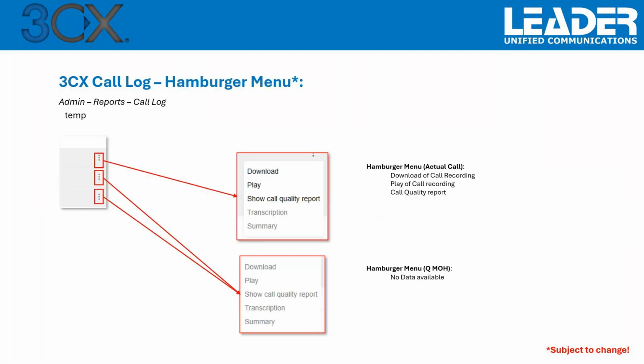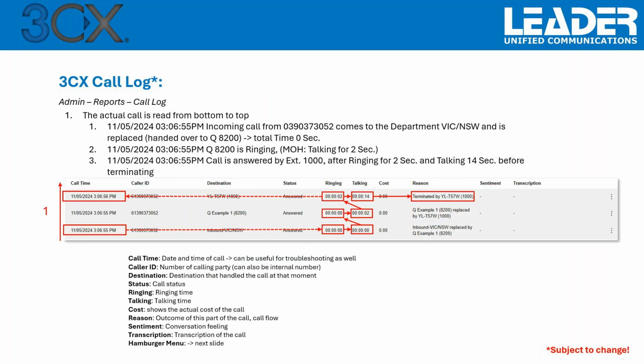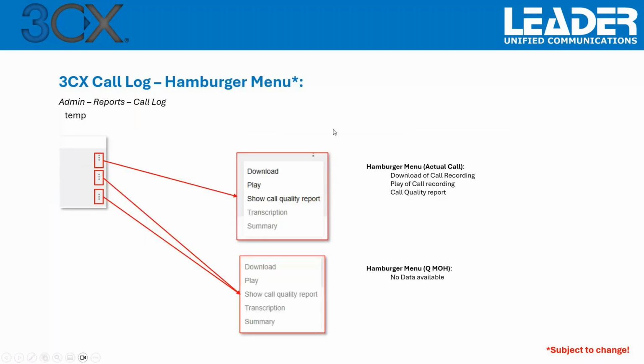Now the hamburger menu in the call log, when there is data available, that's in line with that screenshot. We see on the right side the hamburger menu, the top row, the middle row, and the bottom row. Middle row and bottom row, there is no active conversation going on. The call is in the queue, so therefore we don't have certain values there, which we have in the top one. So in the top one is the actual call being answered.